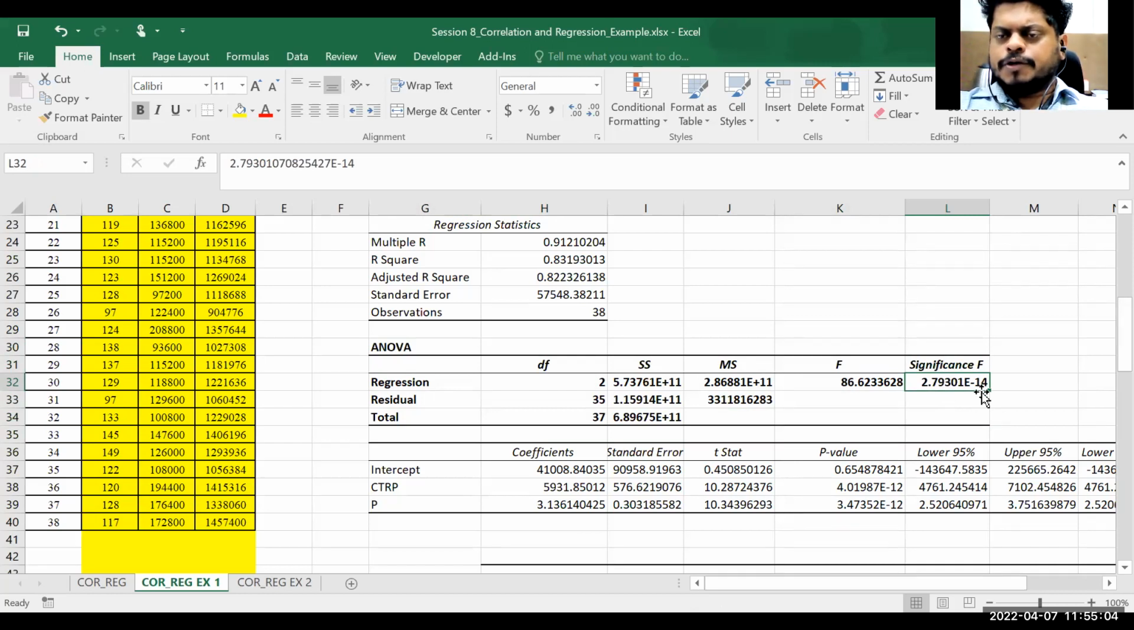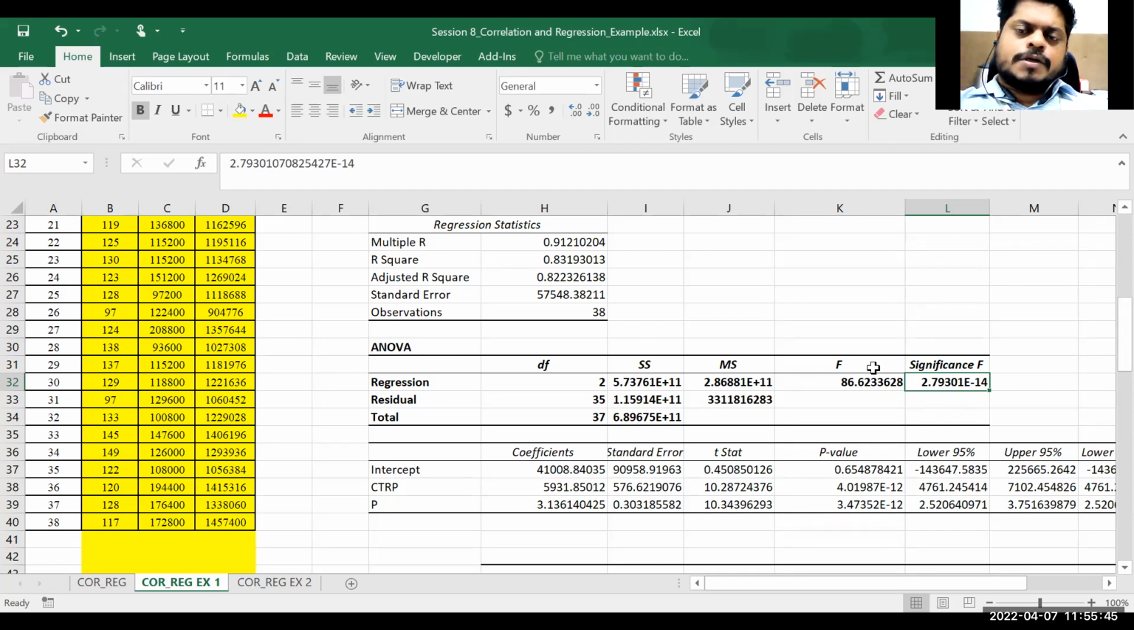This is e to the power minus 14, which means 2.79 divided by 10 to the power 14. It is not an exponential; that is where the small e comes into the picture. Because they cannot write that many zeros, they put capital E to the power minus 14. That means this number divided by 10 to the power 14, so 0.0000000000000279. That basically means it is a very small number.